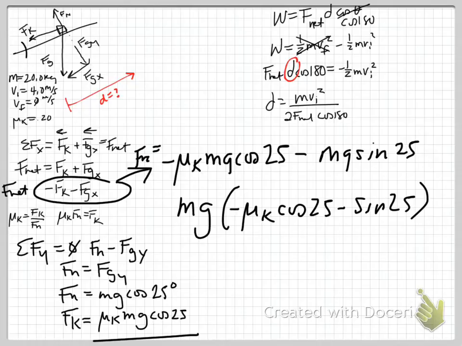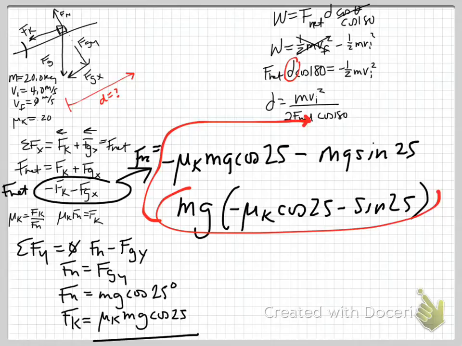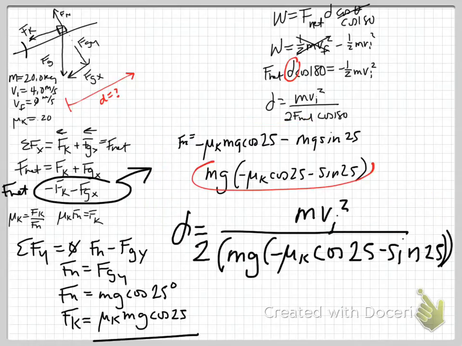If we take this whole bloody mess and plug it in for the F net there, what we end up looking at is D equals m vi squared over 2 times the quantity m g times the quantity negative mu k cosine 25 minus sine 25. Raw answer is 1.3504, blah, blah, blah. Yeah, and it sig figs out to 1.4. So 1.35042. Where were your mistakes?